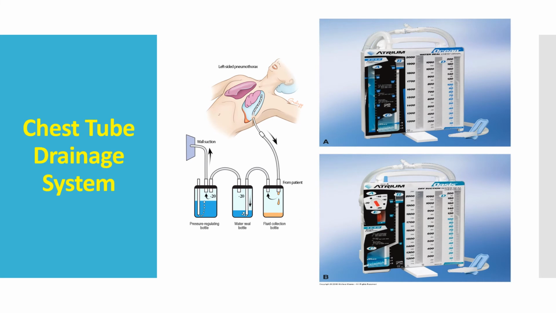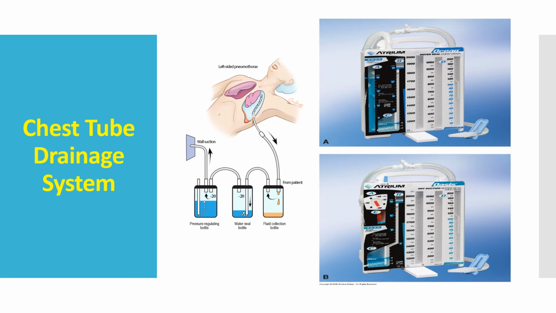Chest tube drainage systems come in essentially two types: the water seal system, or wet suction, and the dry suction water seal system. The diagrams basically break down what's happening in those systems, where you have your fluid collection area, your water seal area, and your pressure regulating bottle. First I'm going to discuss the water seal system, or wet suction, for chest drainage.